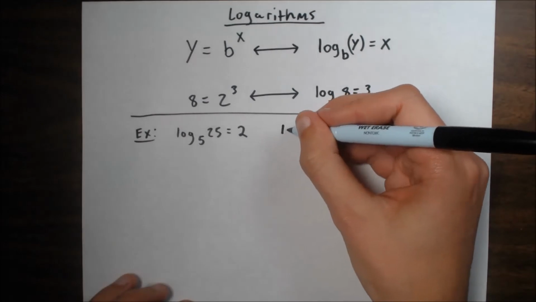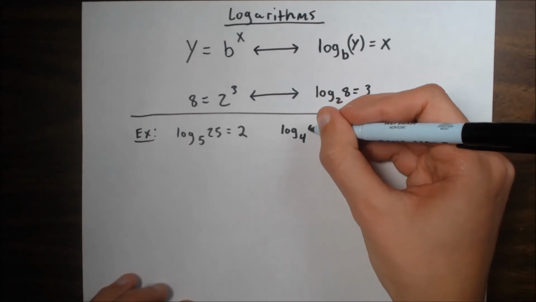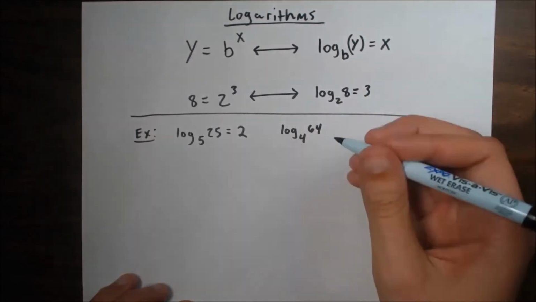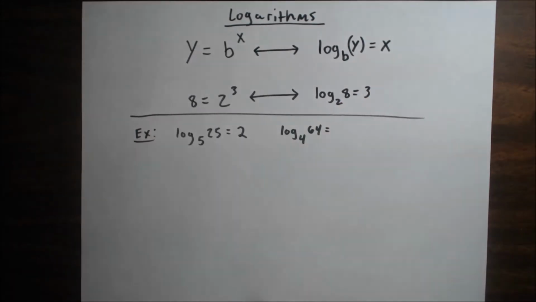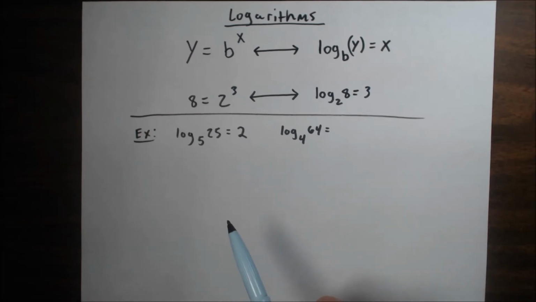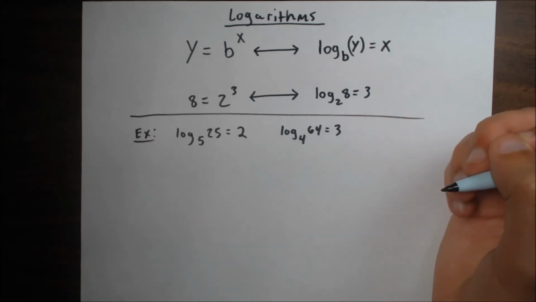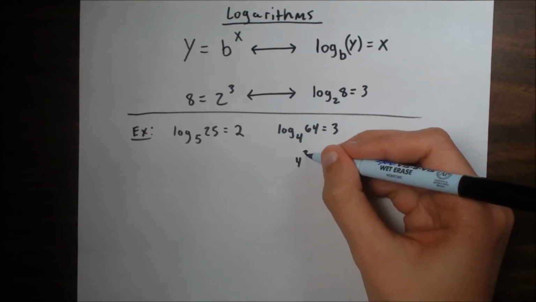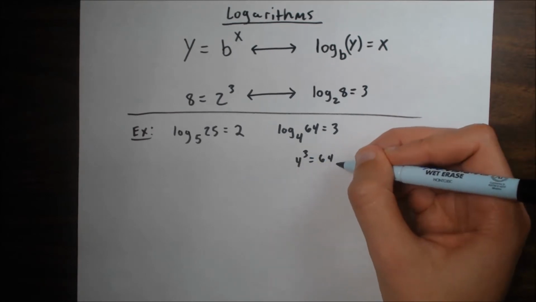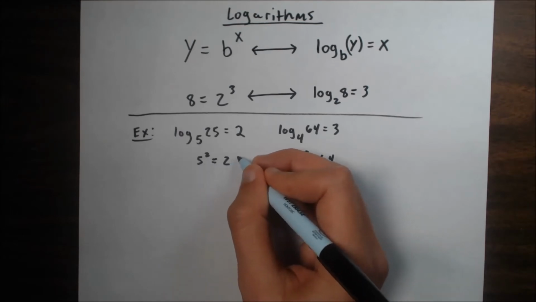Another example. Log base 4 of 64. What would that be? What power of 4 would give me 64? 4 squared is 16. 16 times 4 is 64. So the answer is 3. So the reason why is because 4 to the third equals 64. Just like over here, 5 squared equals 25.